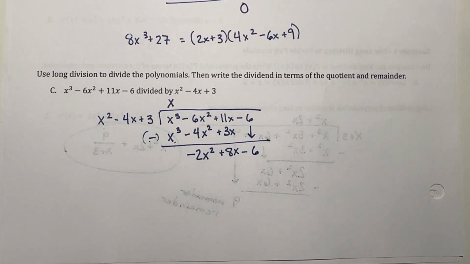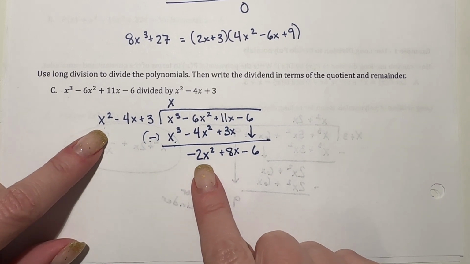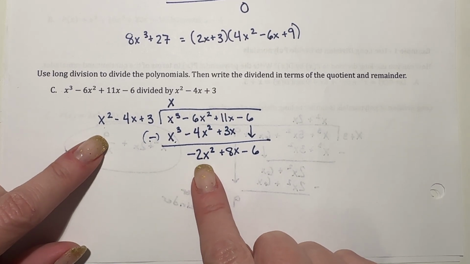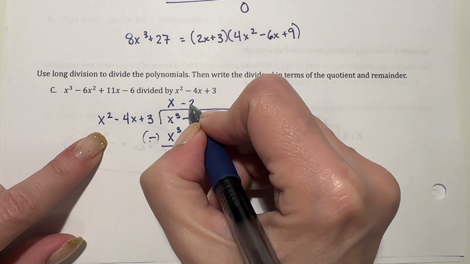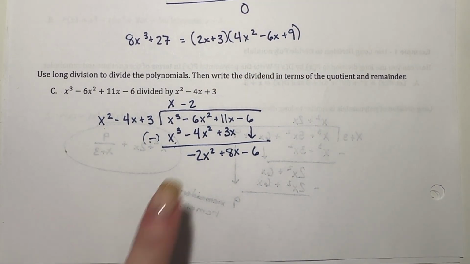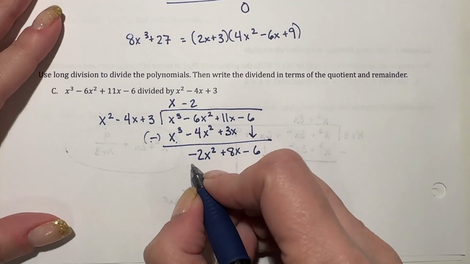Now we're at the final stage of our problem. We need these two things to match. The best way to do that is to multiply your divisor by negative 2. And then you do it. Multiply that negative 2 times each of those.